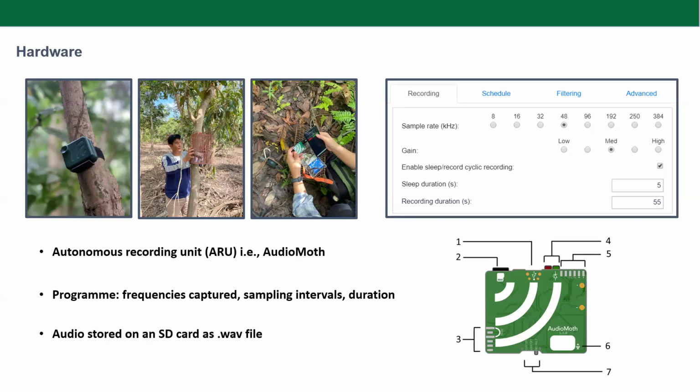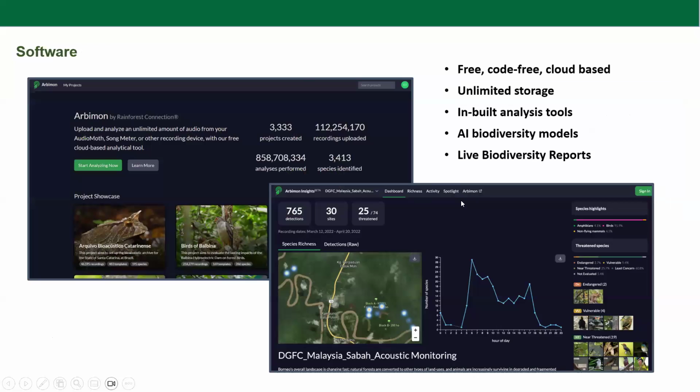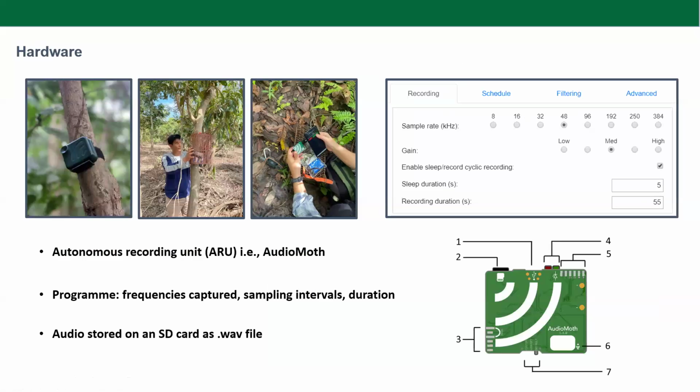So we need to put it higher. For the configuration, we normally just use 48 for sampling rate, and medium for gain, recording for 1 minute every 5 minutes, 10 days deployed in the sites.